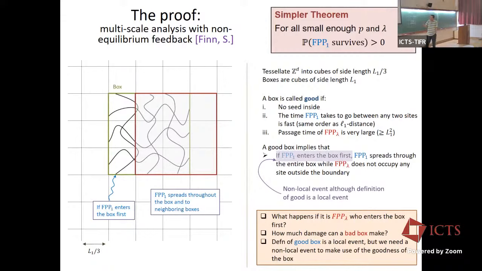But I can only use the goodness of the box if I knew that FP1 enters the box first, because if I don't know this, maybe the box will be completely ruined, completely taken by FP lambda if FP lambda gets there very early in time. And this event depends on the whole history of the process. It's highly non-local. So the main ingredient that I'm going to add and that I want to talk about here is how to handle this, or how did we handle this? And hopefully this can also find applications in other models.